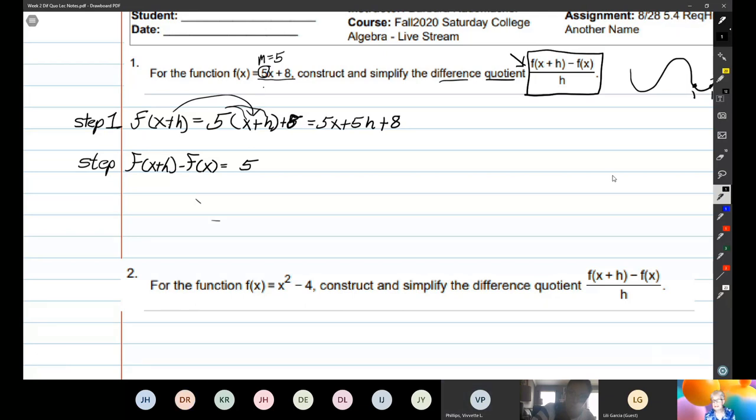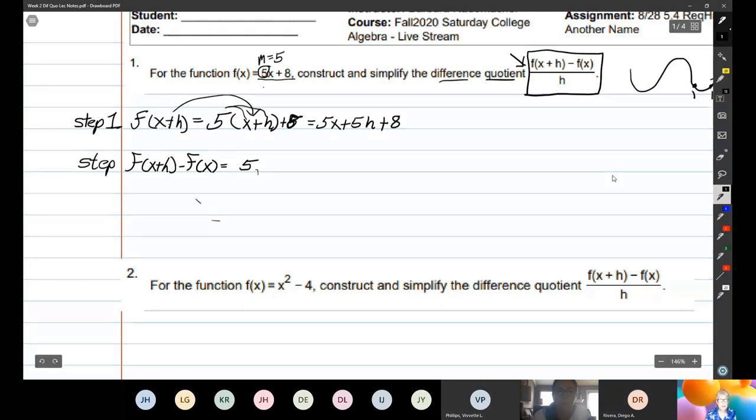Barbara? Yes? I have a question. Where did that 8 come from? Right here. Number. Oh, okay, I see. That's the original function. Oh, yeah. Thank you. A good question.